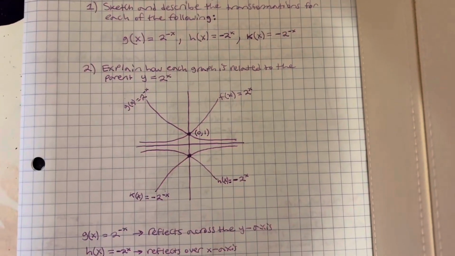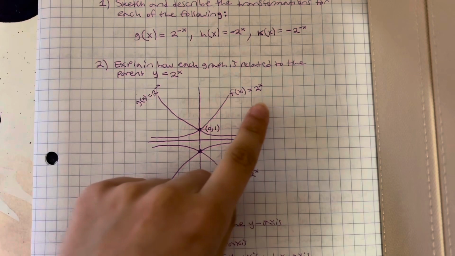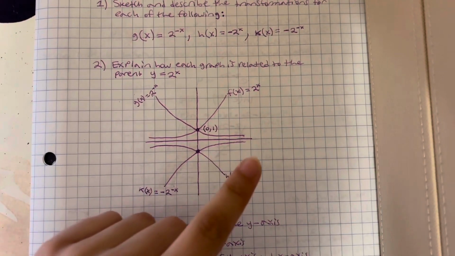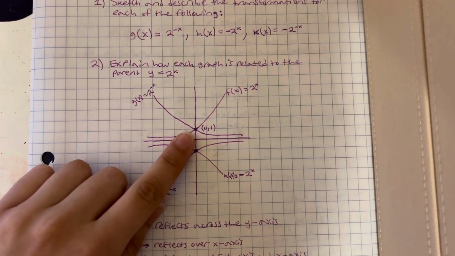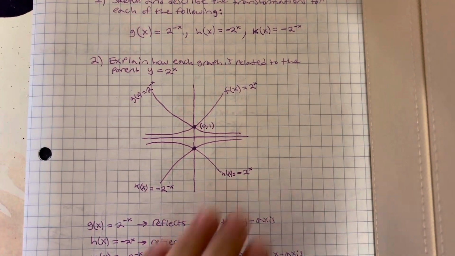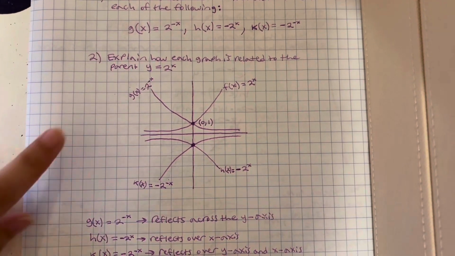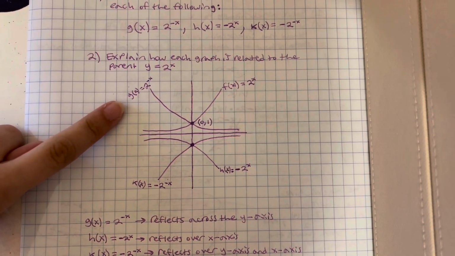So here we can see that our parent graph is f of x equals 2 to the x, and we can see that it hits the point (0, 1). So to get the g of x graph, we need to reflect across the y-axis, which is going to give us g of x equals 2 to the negative x.